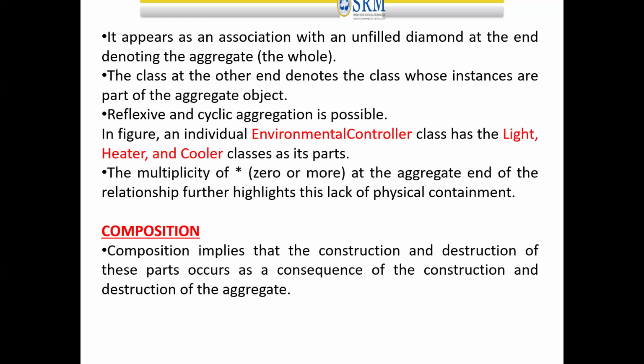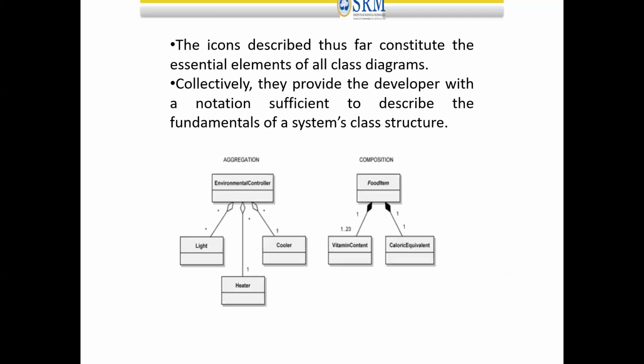Composition implies that the construction and destruction of the part is a consequence of the construction and destruction of the aggregate. So the icons described thus far constitute the essential elements of all class diagrams. Collectively, they provide the developer with notation sufficient to describe the fundamental class structure of the system.